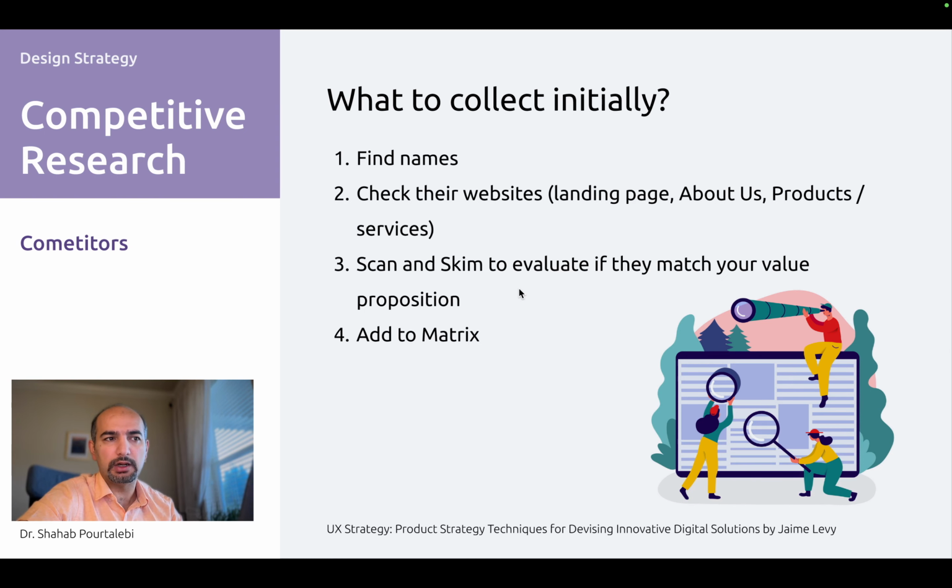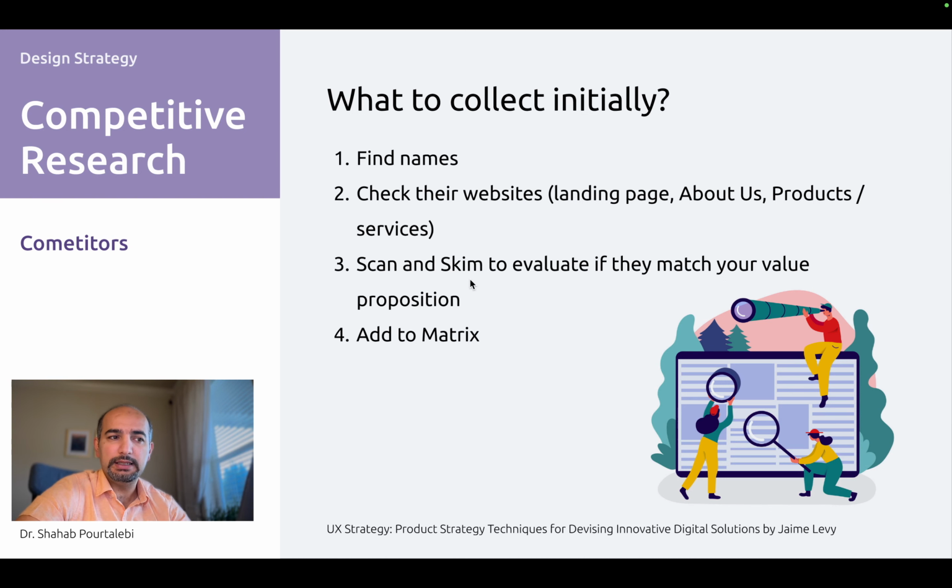But to start with, the initial collection of information, like their name, their website. You need to go to their website, to their landing page, about us page, product and service pages, to read about their products, the features of their products, their visions, in the about page or even on their landing page. You might see some useful information about the product, to figure out if they are your direct competitors or indirect competitors.